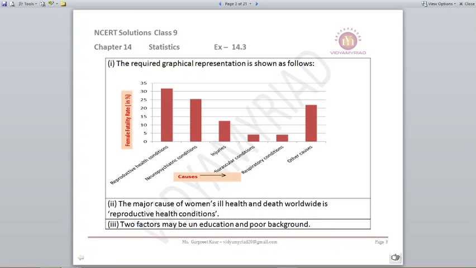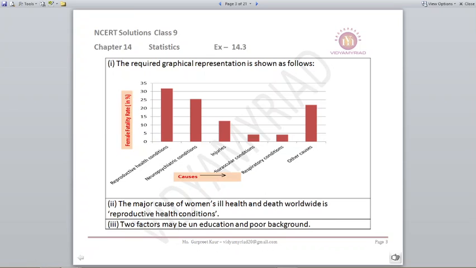With the help of the information provided, we have presented the graphical representation with the help of histograms. If you look at the table, the x-axis represents the causes, and the y-axis represents the female fertility rate in percentage. According to this, the major cause of women's ill health and death worldwide is reproductive health conditions. And what can be the two factors?